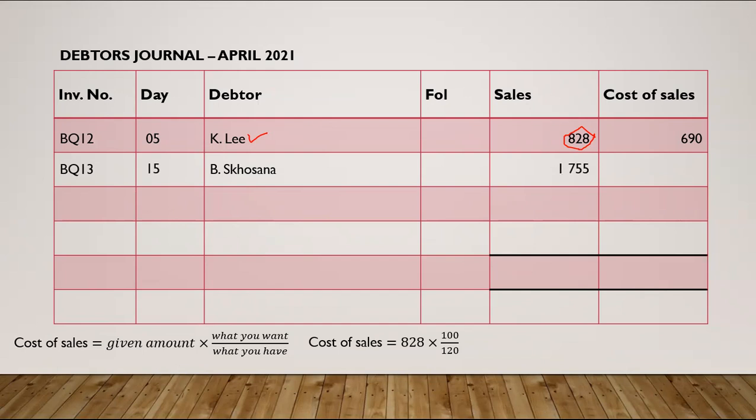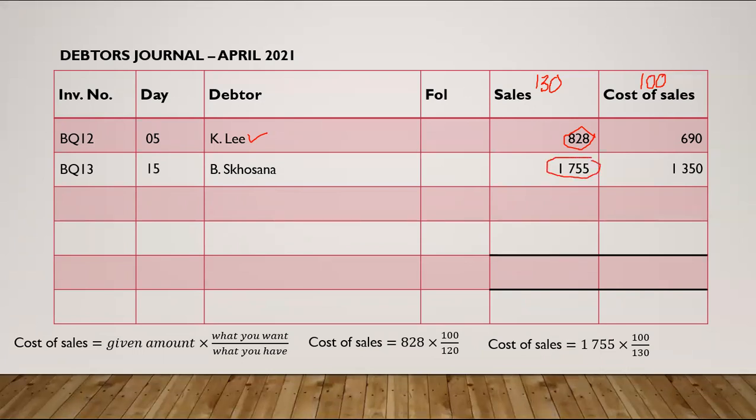Now, for this specific transaction, sales will be at 130. Cost of sales will be at 100. To get the cost price, you will take that 1,755 multiplied by 100, which is what you want, and divided by 130 because that 130 is that 1,755. And that will give you the cost price, which will be 1,350.